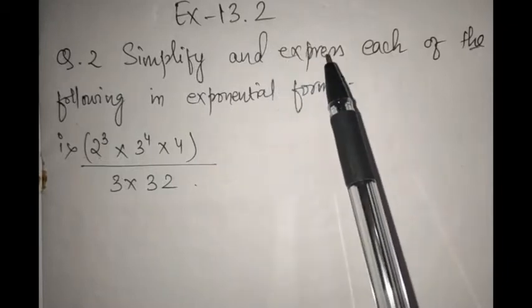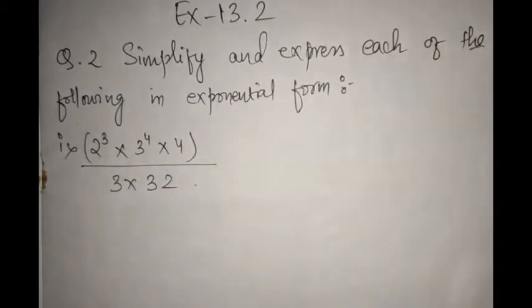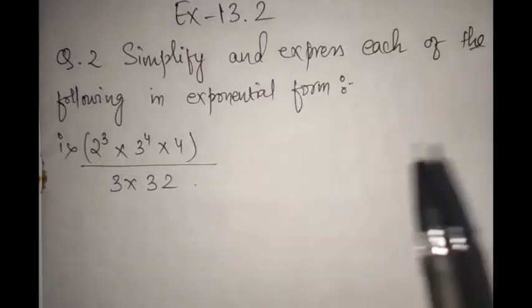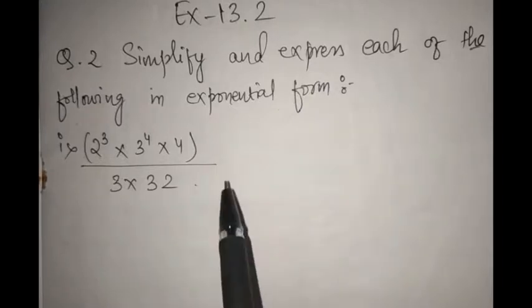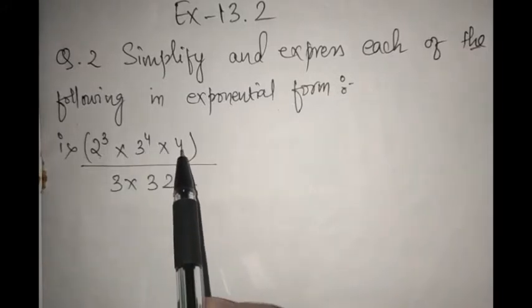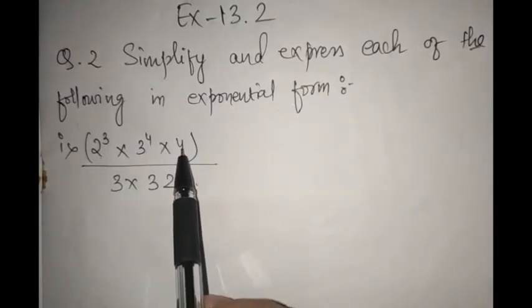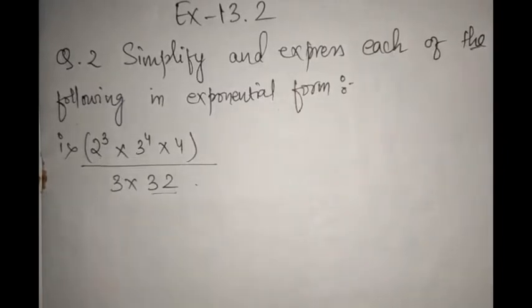Simplify and express each of the following in exponential form. So each number should first be simplified, then expressed in exponential form. Here these are already in exponential form, no problem with them, but just see, 4 is not in the exponential form. We have to write this in the exponential form. 32 should be written in the exponential form.